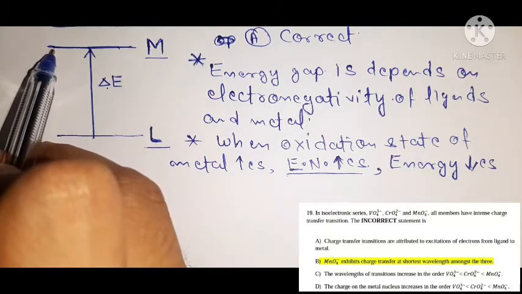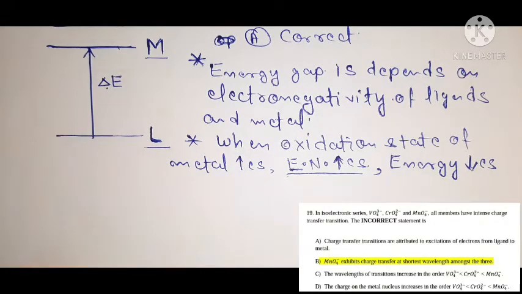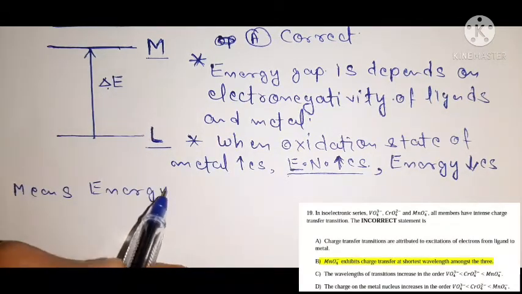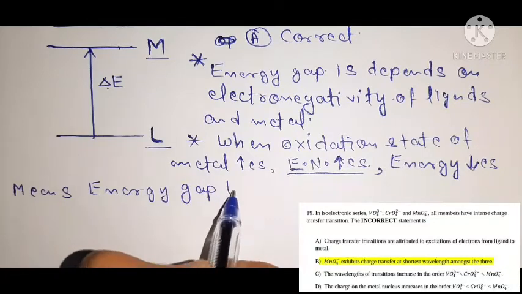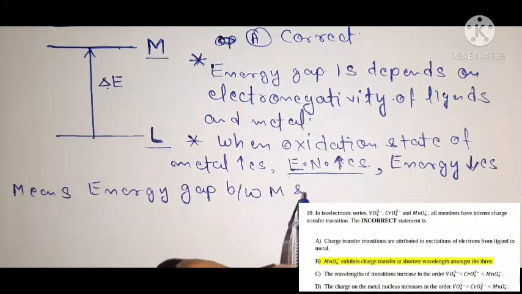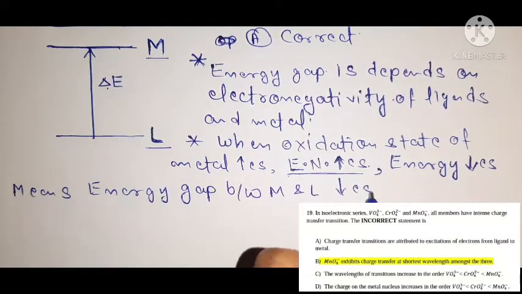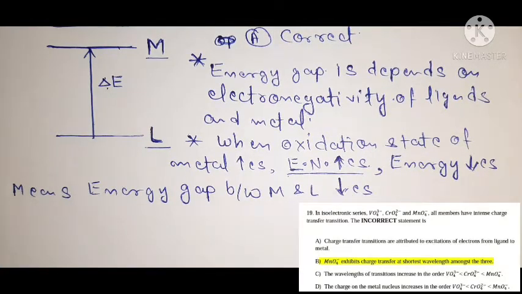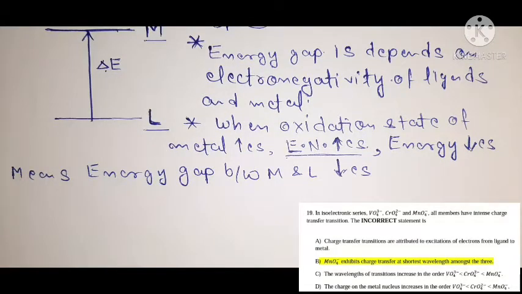This is the energy gap. That means the transition will shift from the higher energy region to the lower energy region when the oxidation state increases. When the oxidation state increases, its energy decreases. So that means the energy gap between metal and ligand decreases.